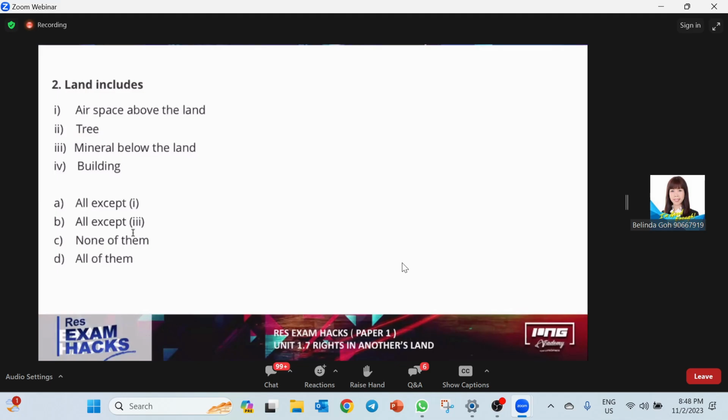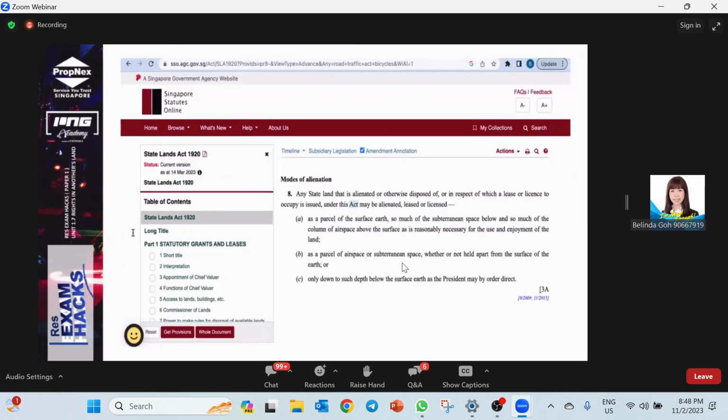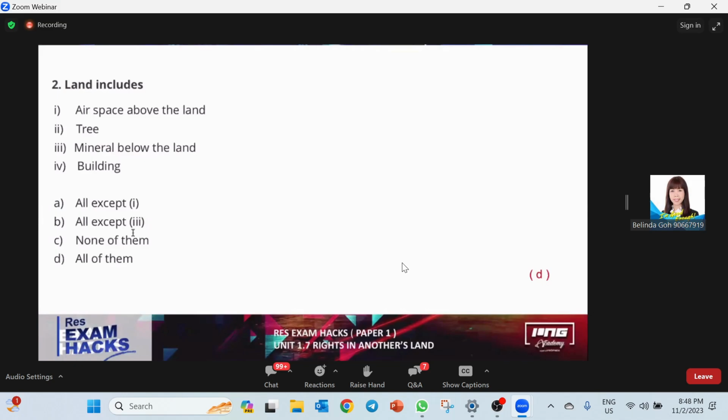Right. So, come back to the same article extracted. Look for it now. Mineral, does it include or not? Yes, it's all of the above. So, including mineral below the land. Do take note of that.